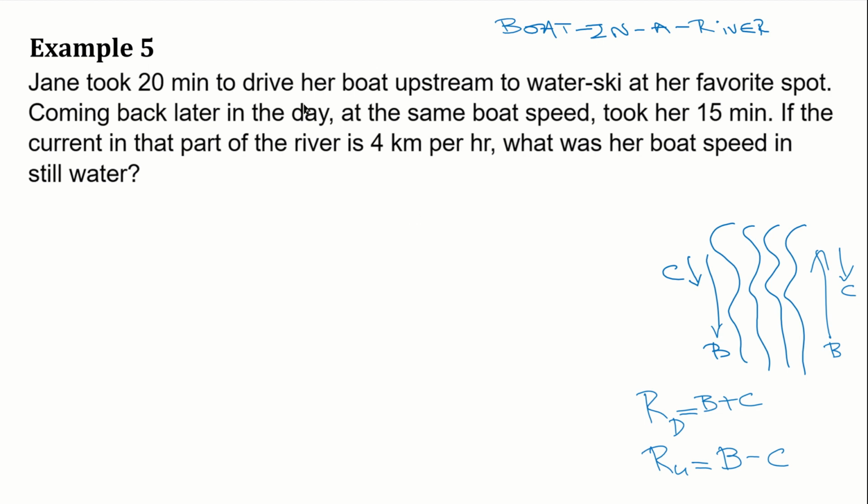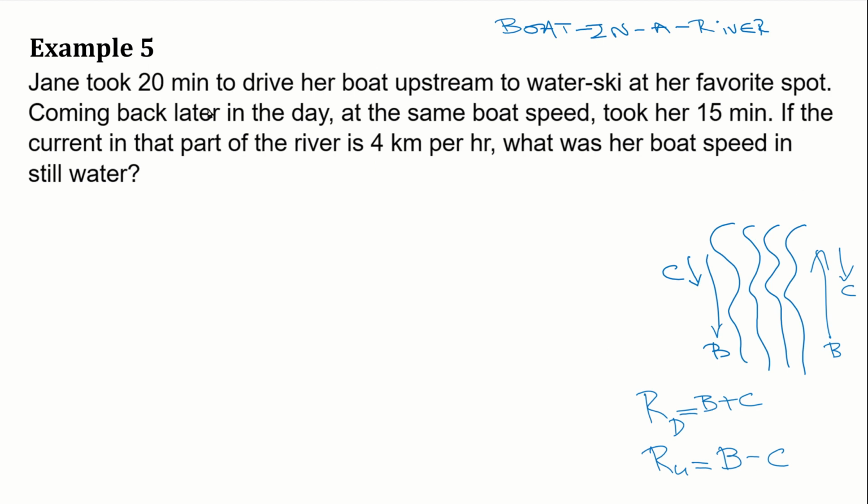Jane took 20 minutes to drive her boat upstream to water ski at her favorite spot. Coming back later in the day at the same boat speed took her 15 minutes. If the current in that part of the river is 4 kilometers per hour, what was her boat speed in still water? So they're giving you the speed of the current, they're giving you C, and they want B, right?